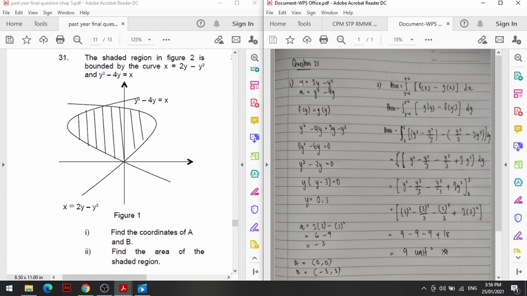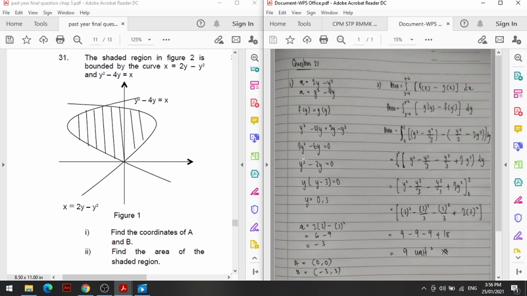First, take the functions given: x equals 2y minus y squared, and another one, x equals y squared minus 4y. I use the method f(y) and g(y), f(y) for the top function and g(y) for the bottom function. So, y squared minus 4y equals 2y minus y squared. I move everything to the left side, then it becomes 2y squared minus 6y equals 0.